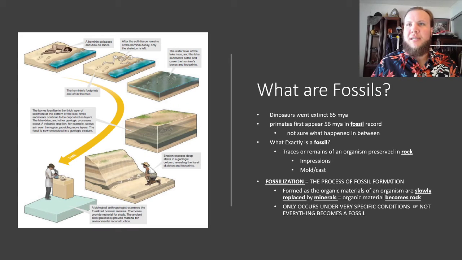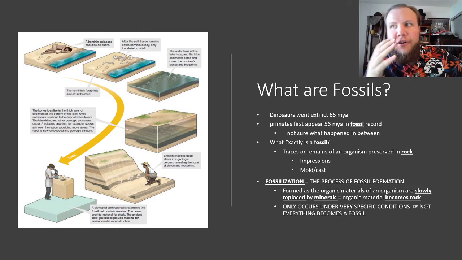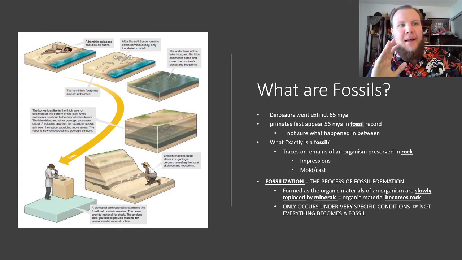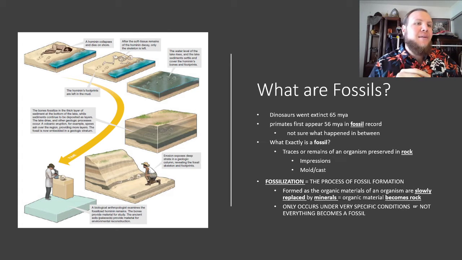But before we get into that, we're going to talk about fossils in general. So the first primate fossil appears about 56 million years ago, but we're not sure what happened between that and when the dinosaurs went extinct 65 million years ago, okay? Because there's gaps in the fossil record. So a fossil is what remains of an organism that's preserved in rock, okay? So this consists of impressions and molds and casts.